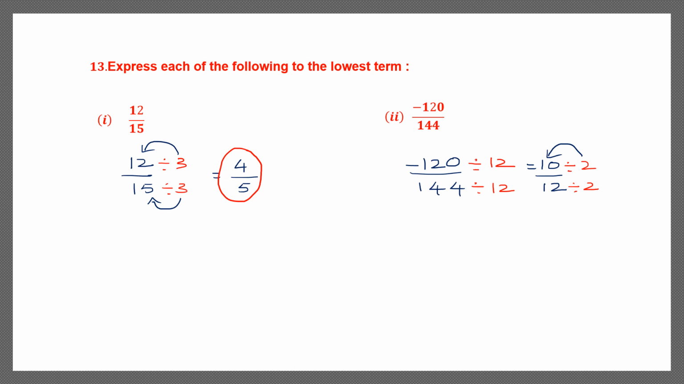2 fives are 10 and 2 sixes are 12. So what do we have? 5 by 6. So this fraction in the lowest term is 5 by 6, but don't forget to give it the sign, a minus sign. So this is minus 5 by 6. We have minus 10 here. The final answer here is minus 5 by 6.